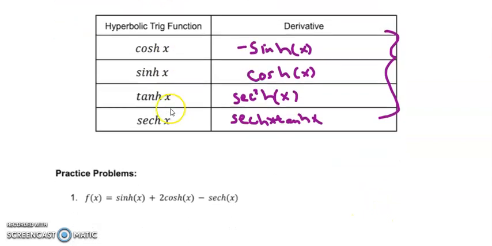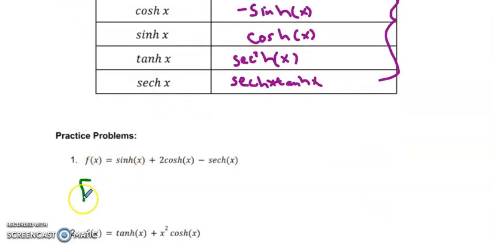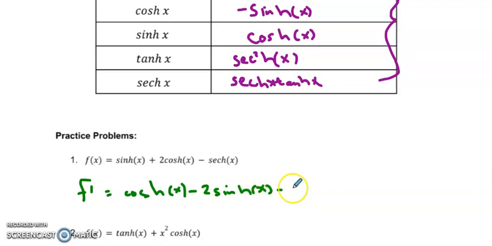Okay, so let's do 4 examples. They're fairly straightforward. First, to take f prime, we have sinh going to cosh of x, and then cosh goes to sinh, so we'll have negative 2 sinh of x, and then secant goes to secant times tangent, so sech of x times tanh of x.